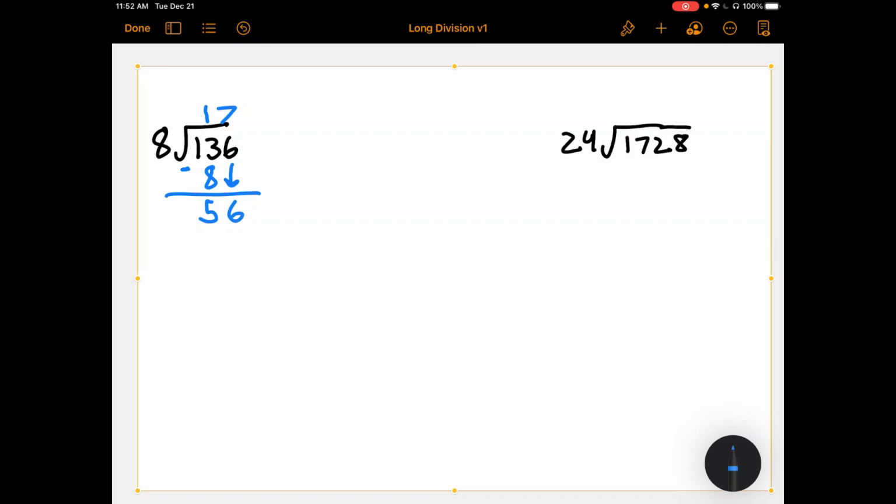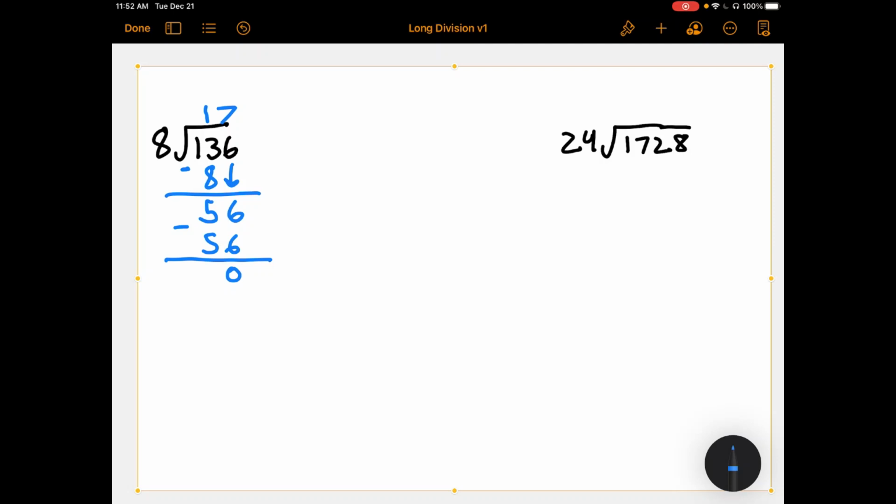And then we're going to multiply now. 8 times 7, 56. Again, we're going to subtract our two numbers. And this time, 56 minus 56 gives us 0. So that means we are done. So 136 divided by 8 is 17 with no remainder.